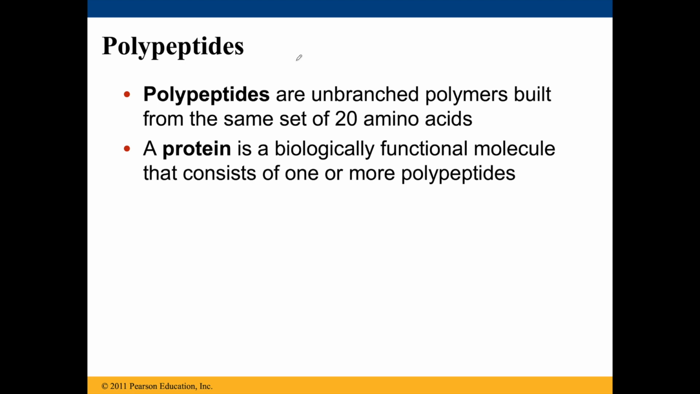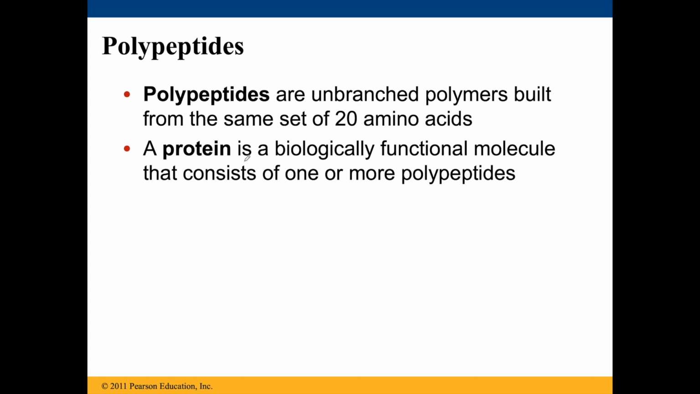Well, for proteins, the monomers are called amino acids. You take those amino acids, which is 20 different types of amino acids, and you string them together in a long chain, and that makes a polypeptide. So amino acids are the monomers, polypeptides are the polymers.